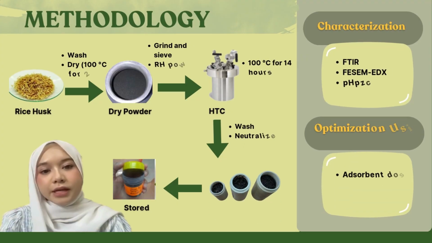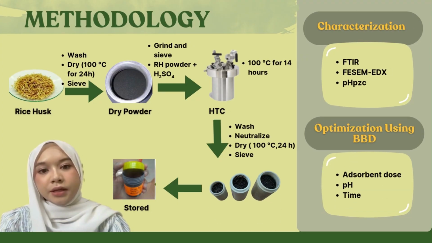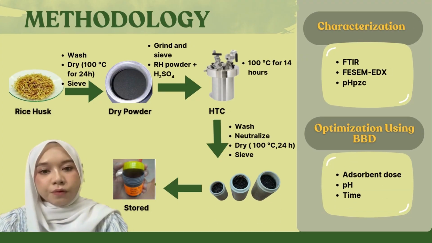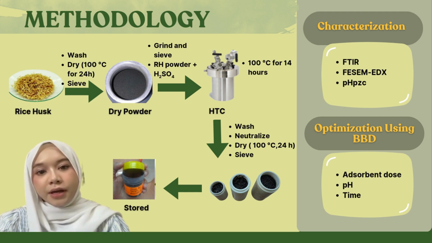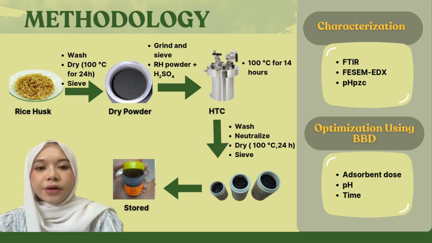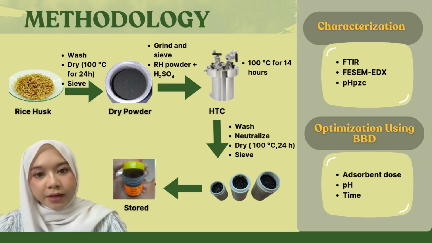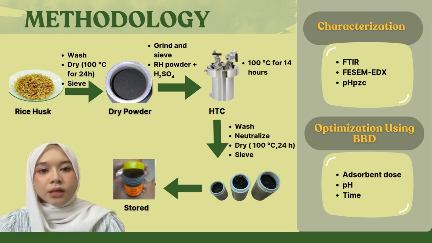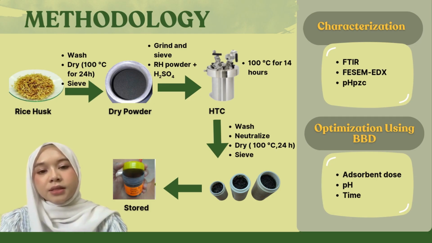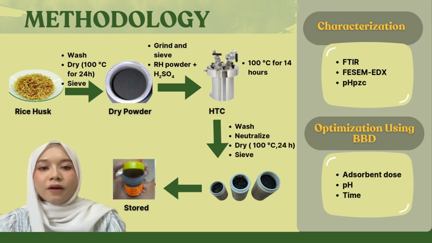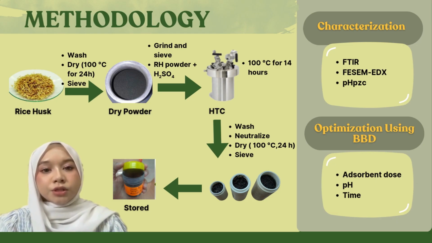Next, I will briefly explain the methodology of this study. Rice husk was first washed before undergoing a drying process in an oven at 100 degrees Celsius for 24 hours. Then the dried rice husk was ground into powder and added to concentrated sulfuric acid before being placed in a hydrothermal container for the activated hydrochar process at 100 degrees Celsius for 14 hours. After the reaction, the product was washed until neutral pH, dried, sieved and stored for future use.